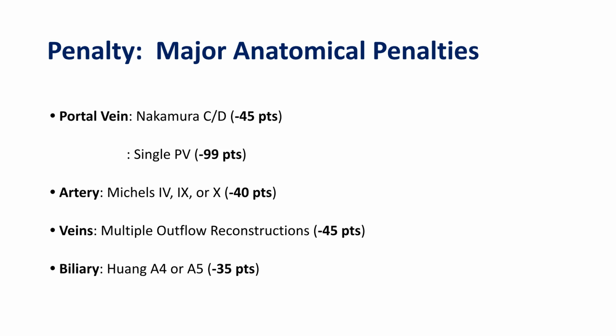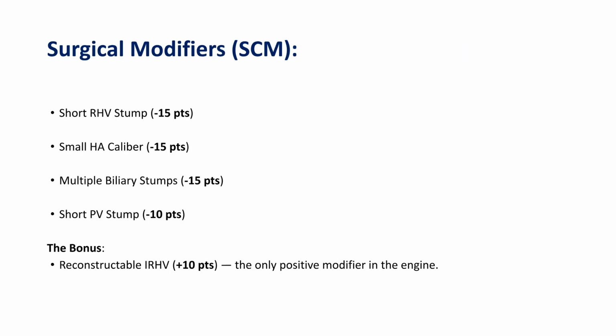Major anatomical penalties are factored in, with significant deductions for complex portal vein and arterial anatomy variants, multiple outflow reconstructions, and challenging biliary anatomy. Surgical modifiers, or SCM, apply penalties for short stump lengths in the right hepatic vein and portal vein. Other penalties include small hepatic artery caliber and multiple biliary stumps. The only positive modifier is a bonus for a reconstructible IRHV.